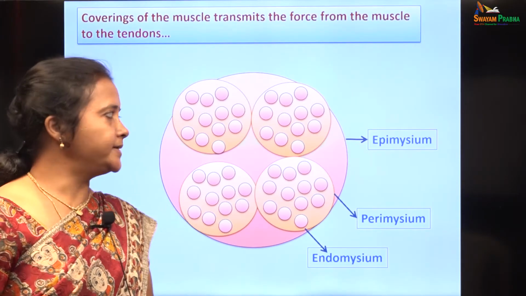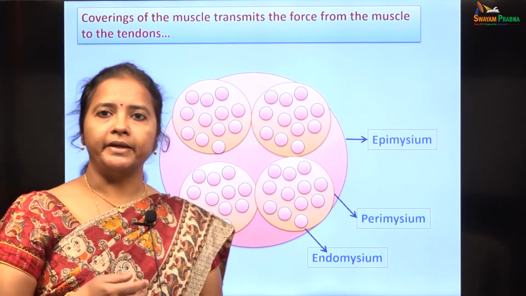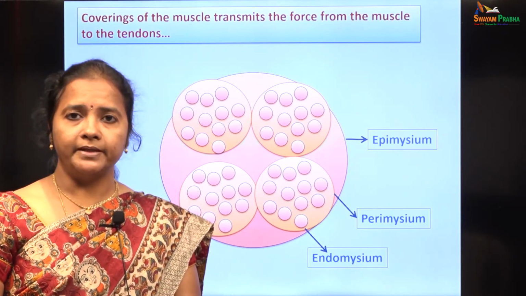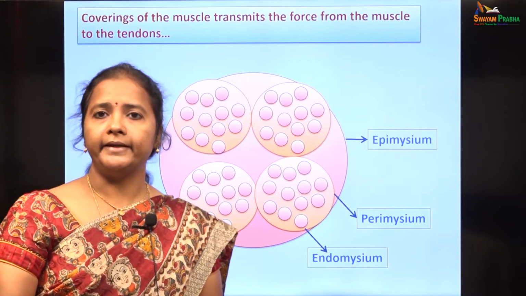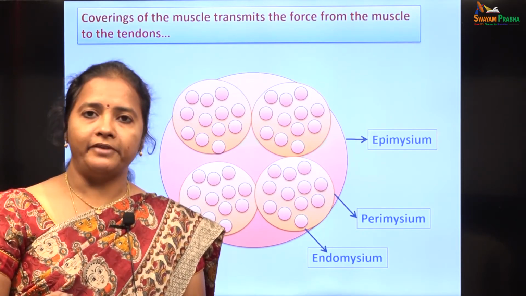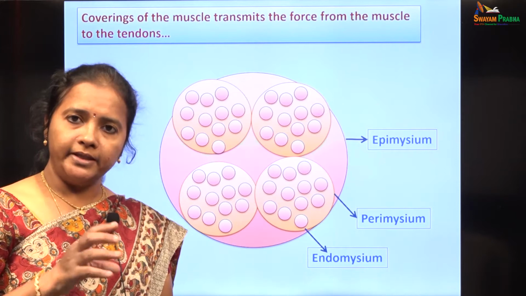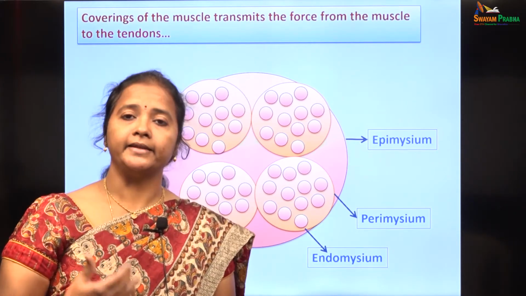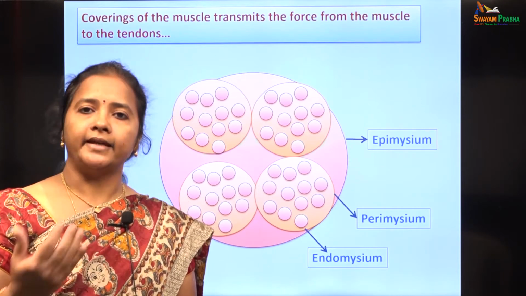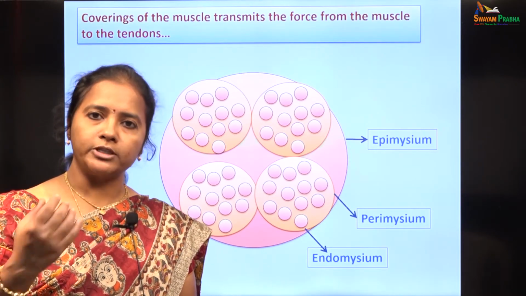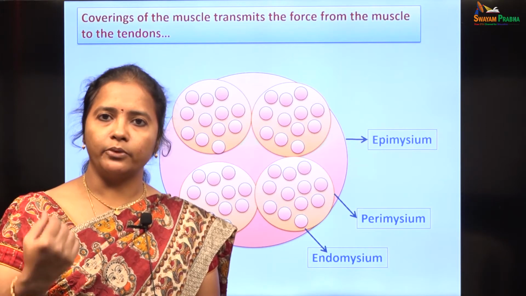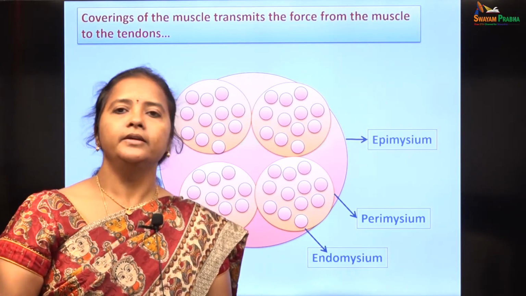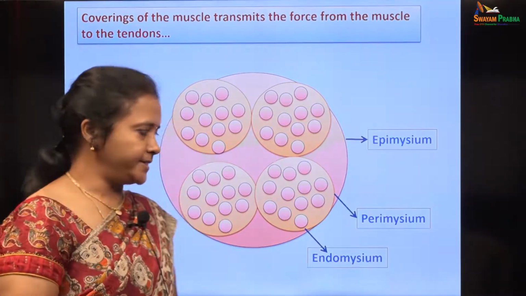So, these layers, the epimycium, perimycium and endomycium, join together beyond the muscle belly to form a rope-like tendon or a broad flat sheet-like aponeurosis. These tendons are connective tissues made up of collagen and elastin fibers, and the tendons attached to the bones are responsible for producing the movements, whenever the muscles contract, by moving the joints to which they are attached.